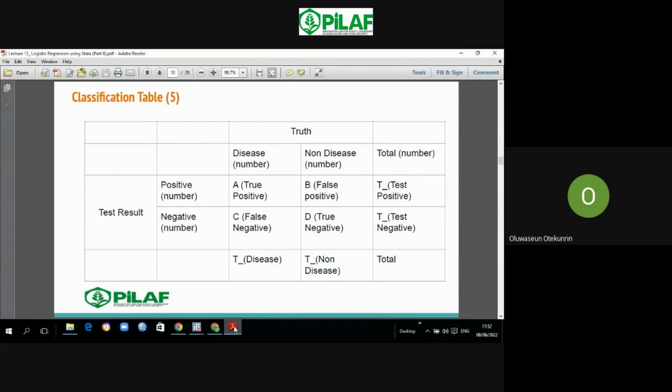Follow this table. If you look at this table, you will see the first cell that contains A, say true positive, cell B, false positive, cell C, false negative, cell D, true negative. Once you understand those, what is the meaning of true positive? What is the meaning of false positive? What is the meaning of false negative? What is the meaning of true negative? There is no problem with interpretation at all.